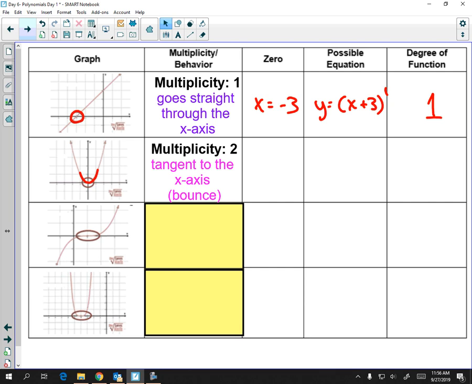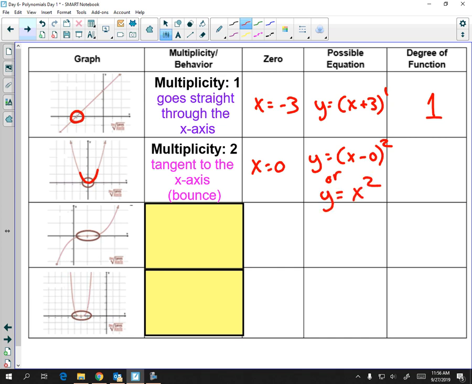We call it a bouncer. Now the 0 is at x equals 0. A possible equation is y equals x minus 0 or plus 0. But because we had a multiplicity of 2, we're going to make an exponent of 2. If we simplified this, you might recognize this as y equals x squared, a parabola. The degree of the function is 2.